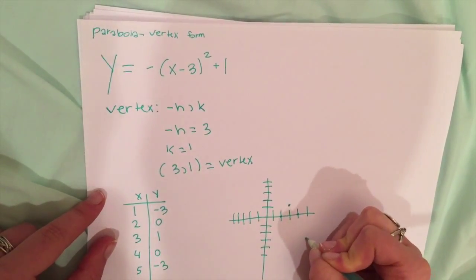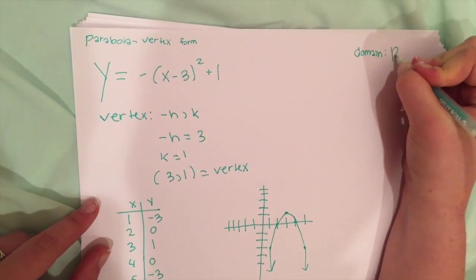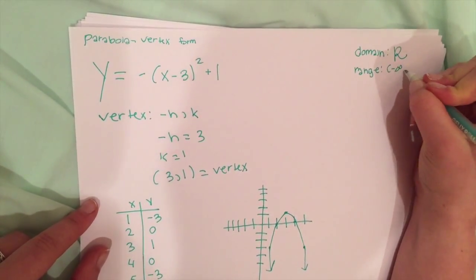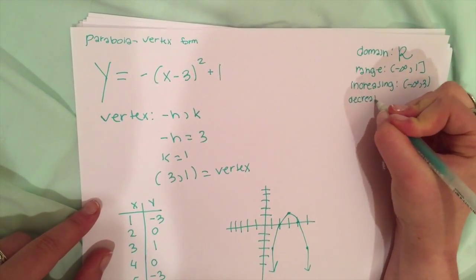Your graph is a down U because a is negative. The domain is always all reals, and the range is from negative infinity to 1 inclusive. The graph is increasing from negative infinity to 3, and is decreasing from 3 to infinity.